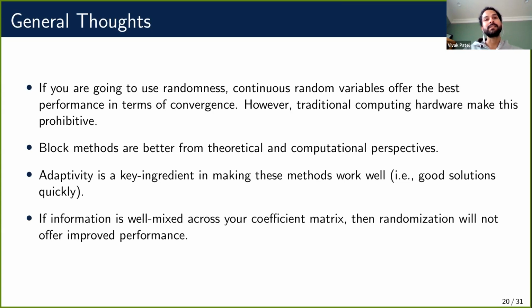And then the last thing is maybe something that people don't think about too much: when does randomization not work so great? When the information is well mixed across your coefficient matrix, randomization isn't going to improve anything, right? Because randomization is really just mixing information. And if it's already mixed, you're basically doing unnecessary calculations. So with that, I will hand it off to Daniel.